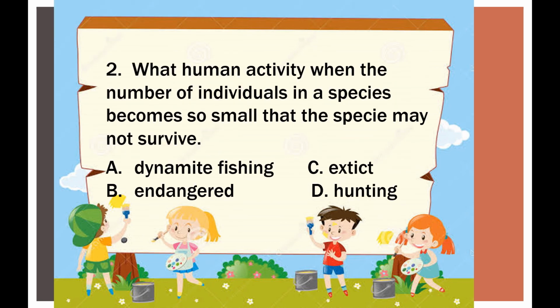Number 2. What human activity when the number of individuals in a species becomes so small that the species may not survive? Letter A. Dynamite fishing. B. Endangered. C. Extinct. D. Hunting.